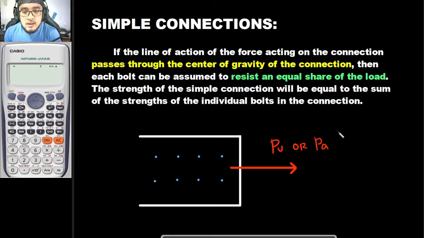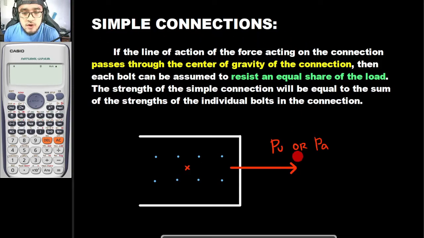Sinabi dito na if we would be having our loads right here, if it acts concurrent with the centroid of your bolts. So, wait, confirmation first. Do you see the dots here? May blue dots ako linagay dito. Kita ba siya, guys? Yes, sir. Okay, so assuming that these are your bolts, when you get the centroid, it would be about this location right here. So it is said that if your force PU or PA acts concurrent with this point, it is then called a simple connection.